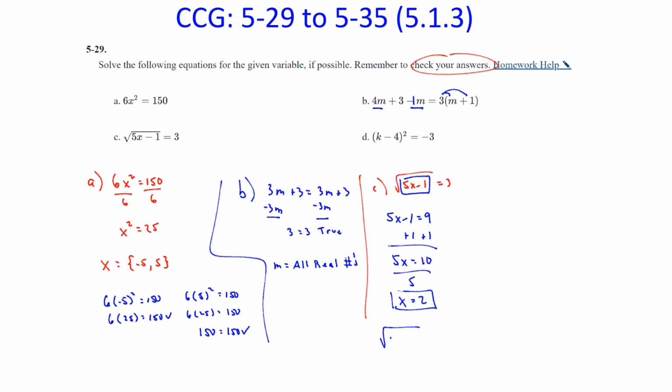Then you can check that by plugging it back in. You get the square root of 5 times 2 minus 1, and that's 10 minus 1 is 9, so the square root of 9 is 3, and that is true.